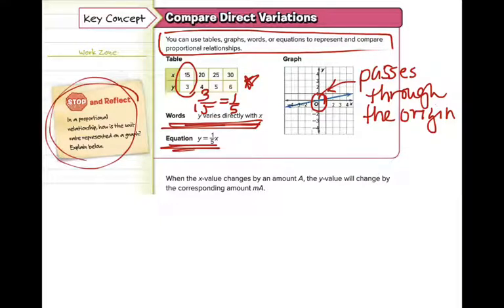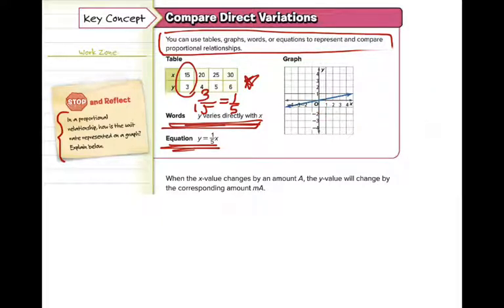Okay, just a little note to stop and reflect. In a proportional relationship, how is the unit rate represented on a graph? Explain below. In just a second, you're going to see one of the gray boxes that asks the question, and you're actually going to answer it, but I want to talk about it for just a second. Read through it with me one more time. In a proportional relationship, how is the unit rate represented on a graph? Here's what they mean. Our unit rate is 1/5. It's 1 y for every 5 x's.